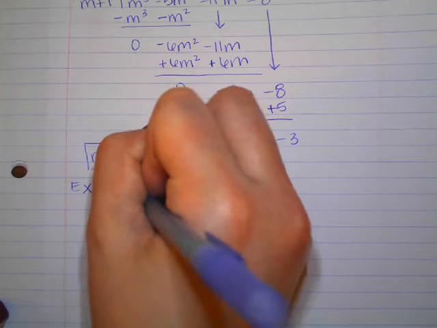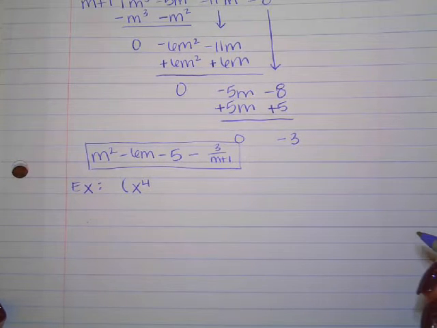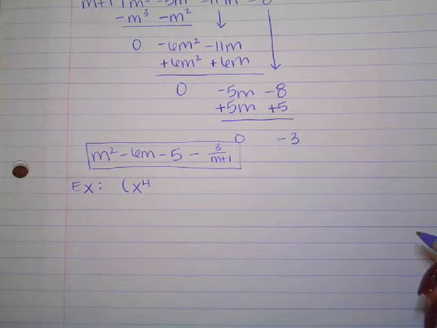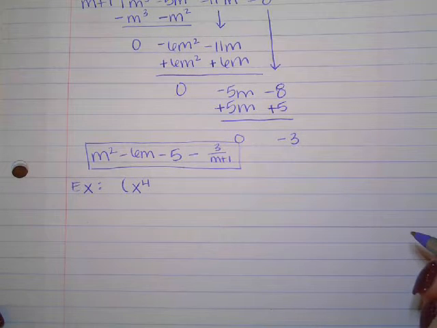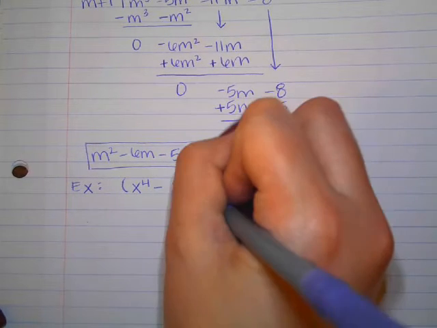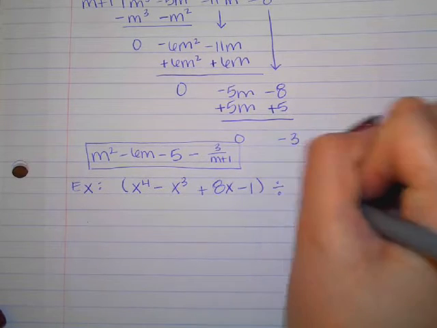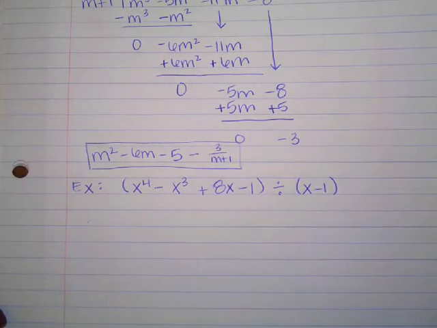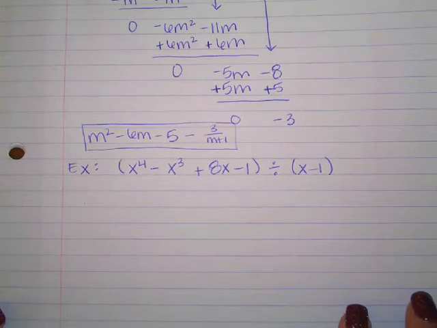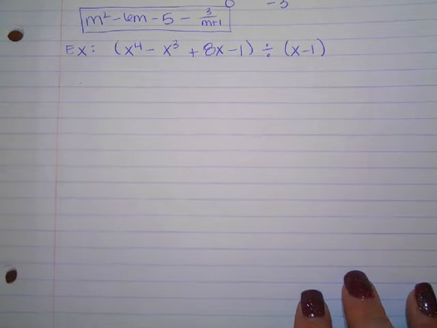This one is x to the 4th. Aren't you excited that it's x to the 4th? That means it's a longer problem. Isn't that wonderful? Minus x to the 3rd plus 8x minus 1 divided by x minus 1. Can anybody tell me what's kind of weird about this problem? There's no x squared term.